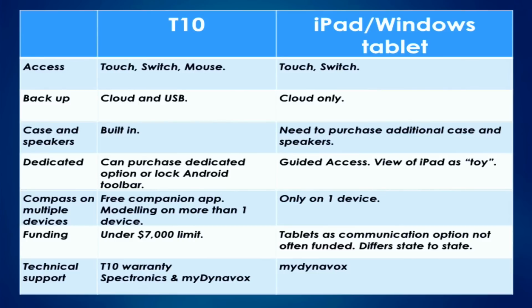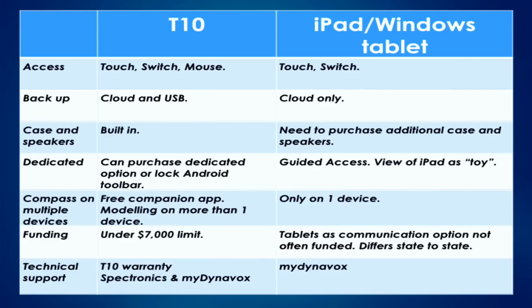With the iPad, you would need to purchase additional case and speakers. The T10 is considered a dedicated device, and as such, you can purchase it as a dedicated option, which means it's just being used for communication and you don't go out into any of the Android home screen or settings. Whereas with the iPad, yes, there are some options that have been created, such as guided access, which means you can lock the app onto the screen so that the individual can't get out into any other apps.